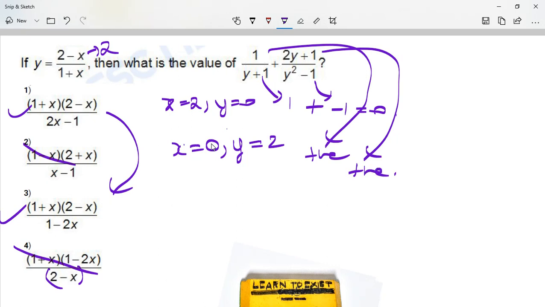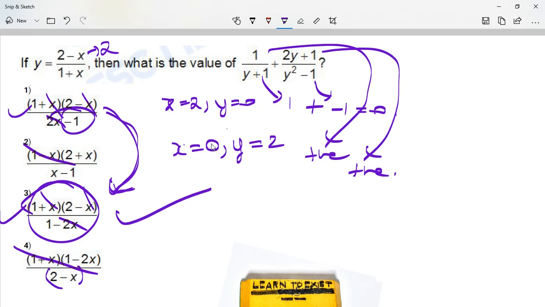Okay, so since this value is a negative of this one, I will just check which one is going to give me a positive value if x is 0. So I can see x is 0, then this part is going to give me a negative value, and if x is 0, this will give me a positive value. Okay, so this would be the answer.